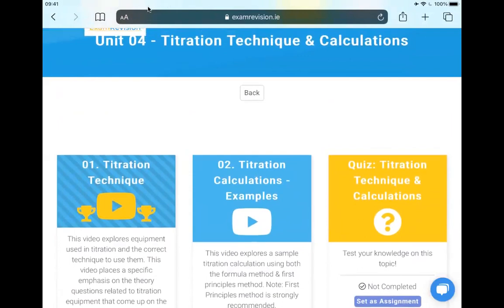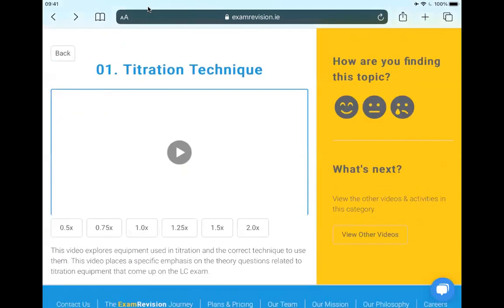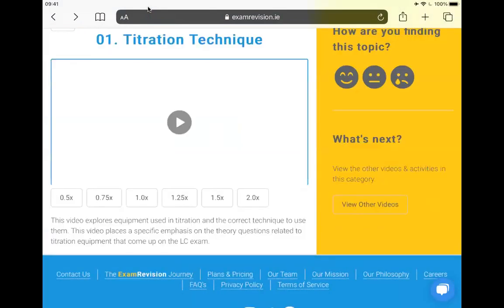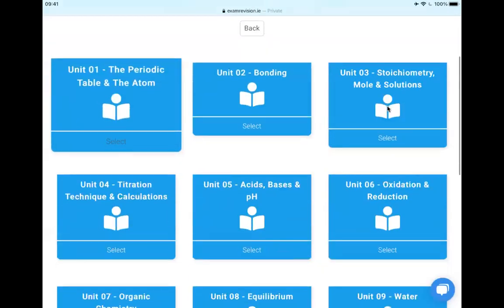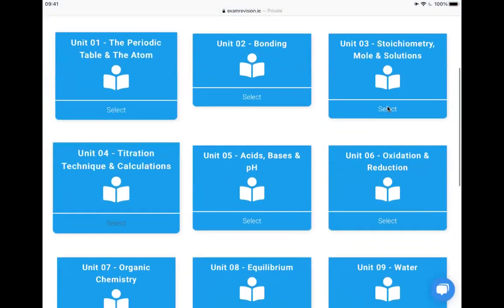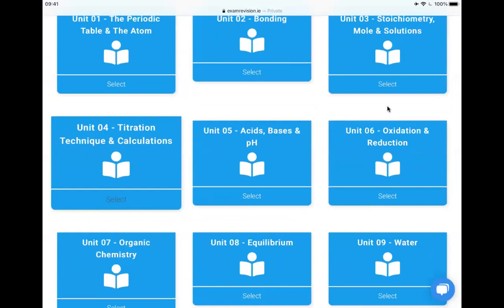So the H1 notes are there for you. And if I keep going back here, we get brought back to our page again.